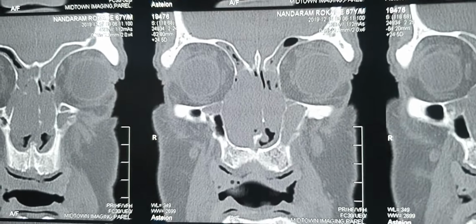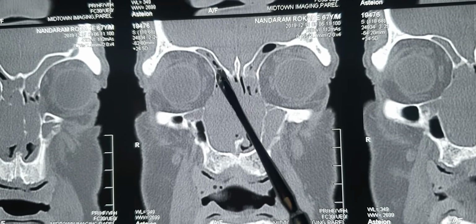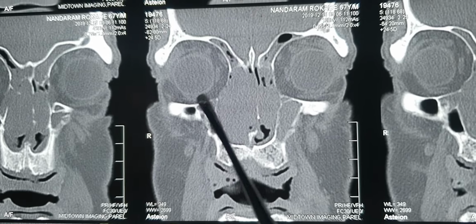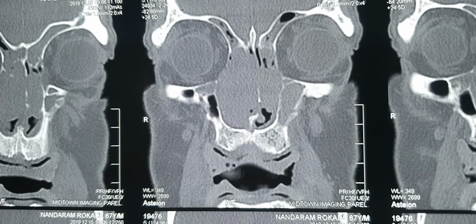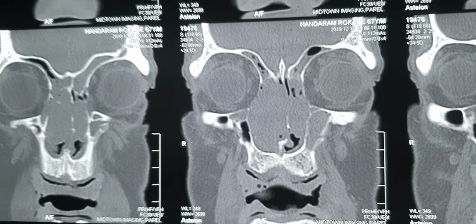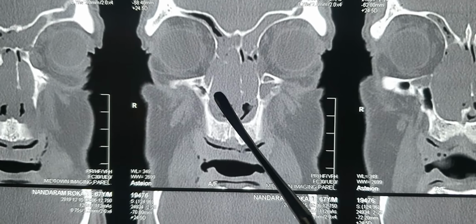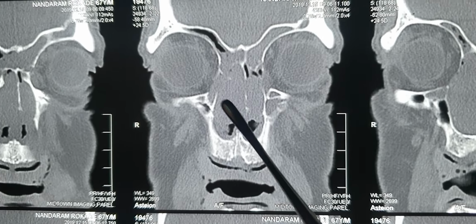As we keep on moving posteriorly, you can see that this is the area of the frontal recess, the cribriform, the Crista Galli. There's one cell we can see appearing in this region. Now, as I can show you in this scan, this was the area of the nasolacrimal duct system.